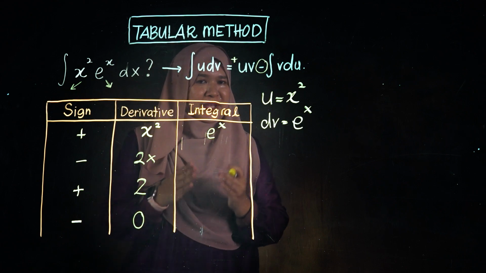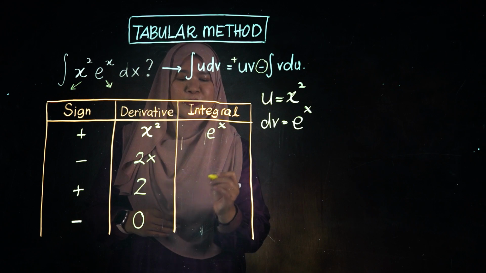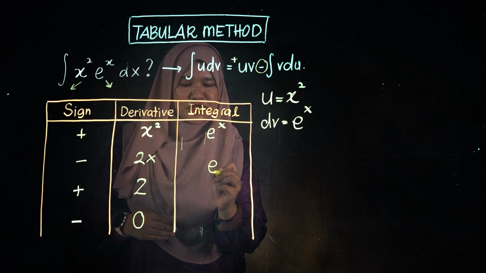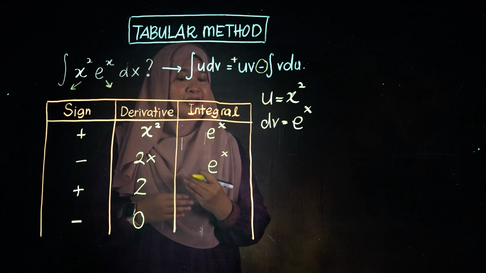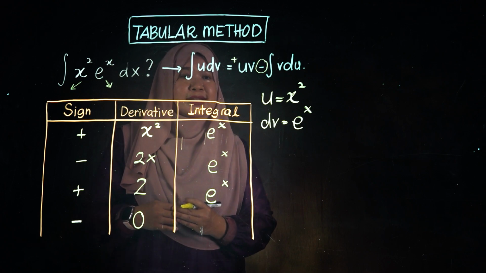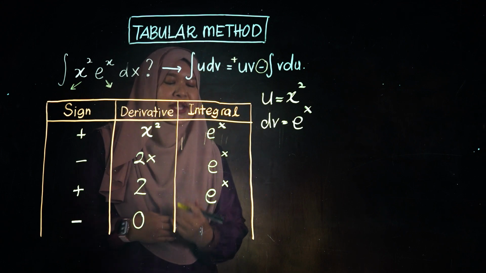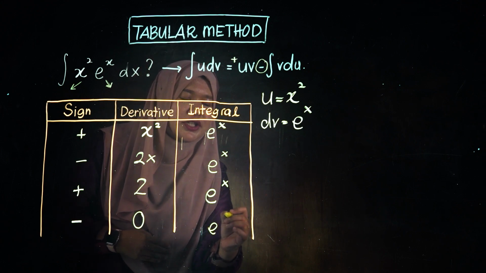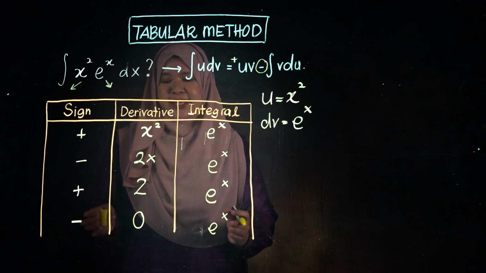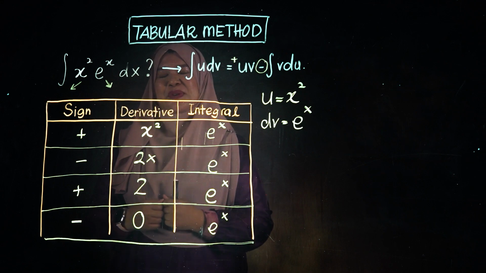Now we are dealing with this column. When we integrate e to the x, we get e to the x. We integrate it again and we get e to the x. It's going to be the same answer each time we integrate e to the x dx; we also get e to the x. That's all the process. Now, we need to find the answer for these entries.